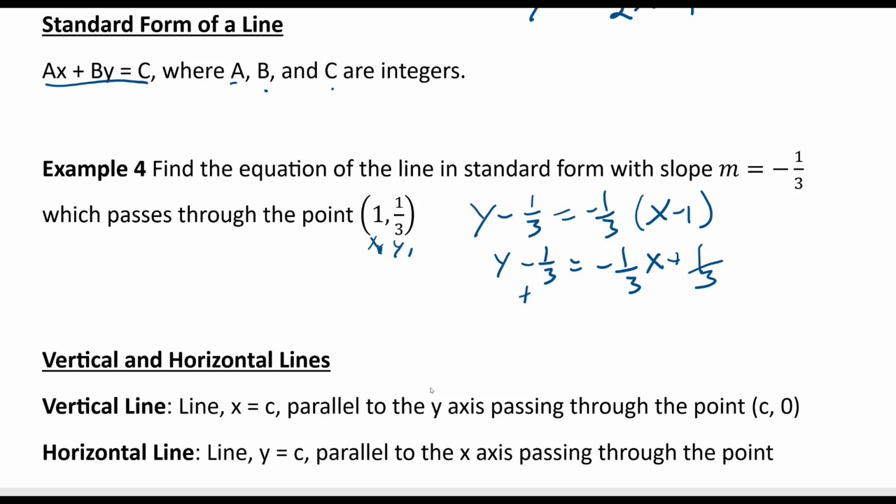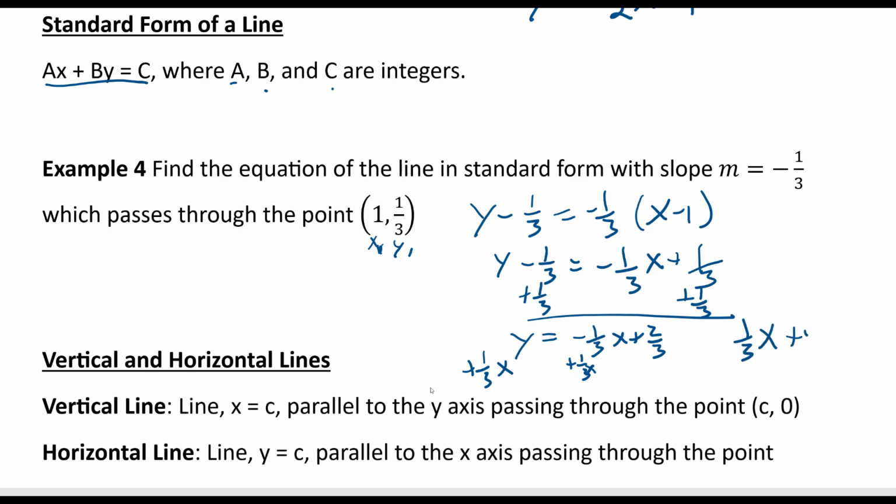So if I add 1/3 to both sides, this gets the y by itself, but we really don't want it by itself. So we have y equals -1/3 x plus 2/3. And then we add 1/3 x to both sides, and we have 1/3 x plus y equals 2/3.